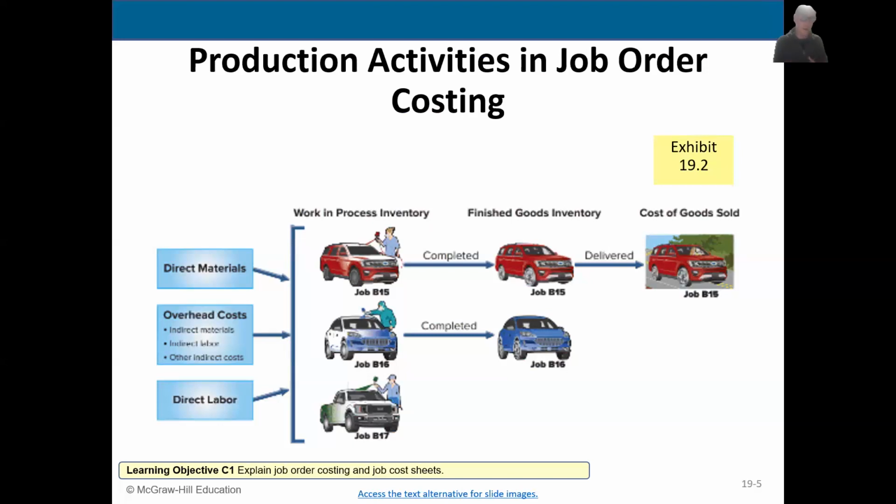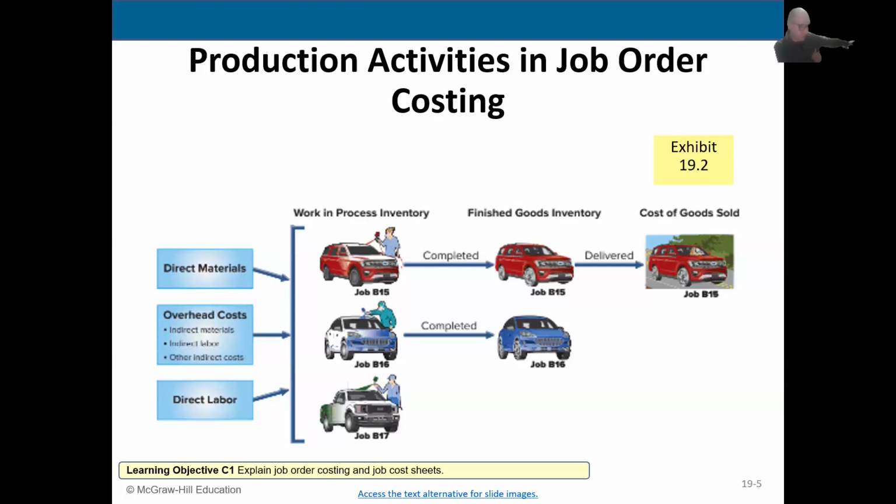Earlier I had mentioned that it's important that we follow the flow of cost. We make products based off of direct materials, direct labor, and factory overhead. Those are the primary costs that go into making a product, like a vehicle, for example. As the product moves down an assembly line, it goes through several processes, right?